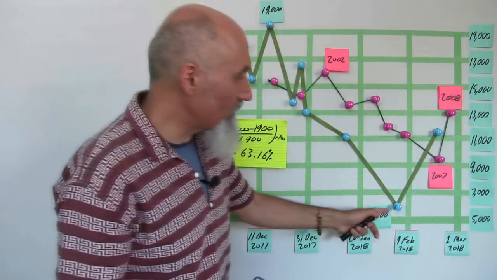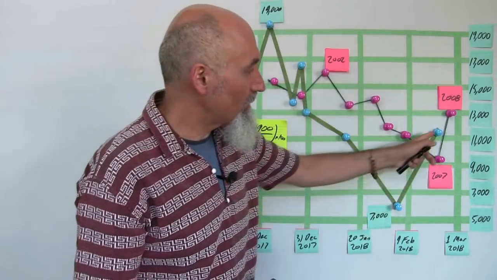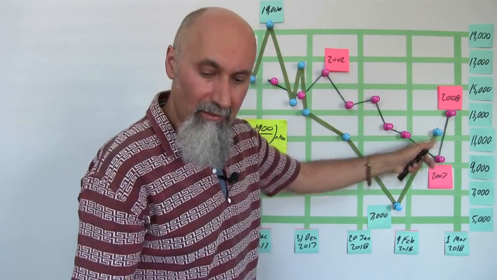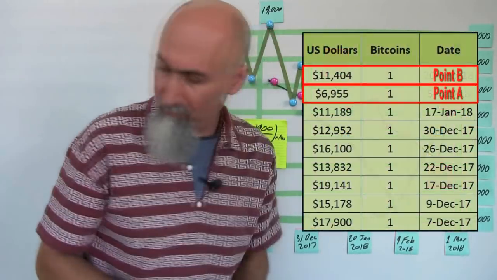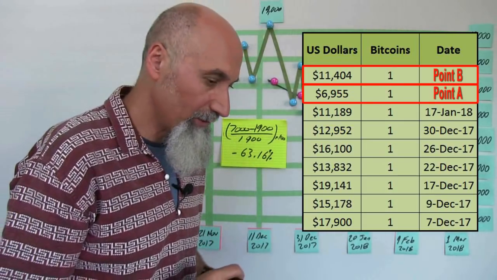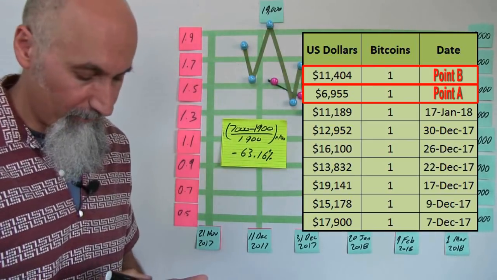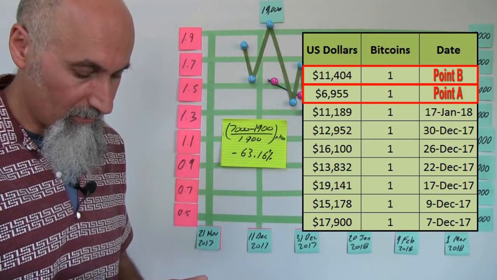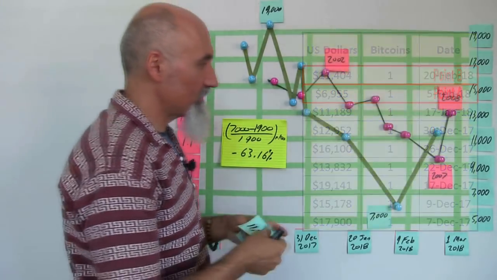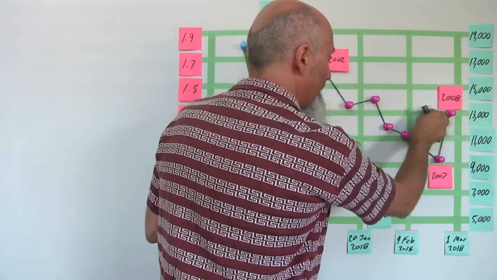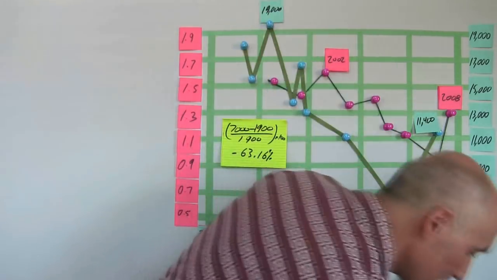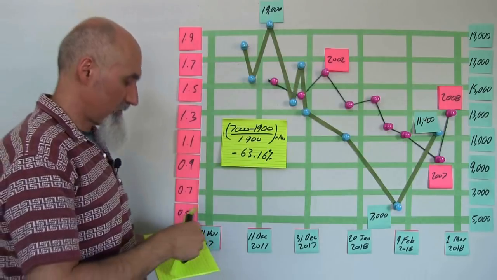Now what would happen if you invested here and sold it here, and that was February 2018, right? Now what was that value? Let's write down that value. That value is 11,400. 11,400 right here. Okay. And if we're going to calculate that, let's put another sticky here. Do our calculation.